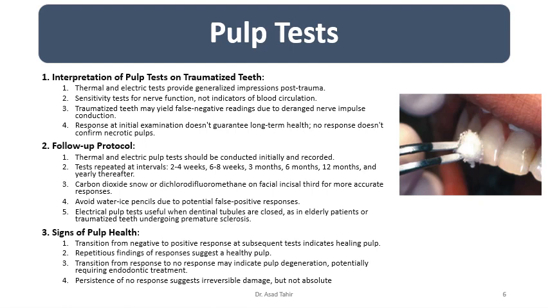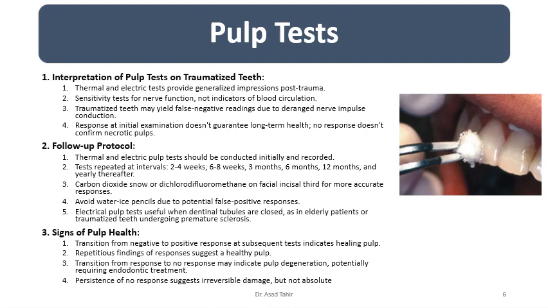Follow-up protocol. Thermal and electric pulp tests should be conducted initially and recorded. Tests are repeated at intervals: 2 to 4 weeks, 6 to 8 weeks, 3 months, 6 months, and yearly thereafter. Use carbon dioxide snow or dichlorodifluoromethane on the facial incisal third for more accurate responses. Avoid water ice pencils due to potential false positive responses.